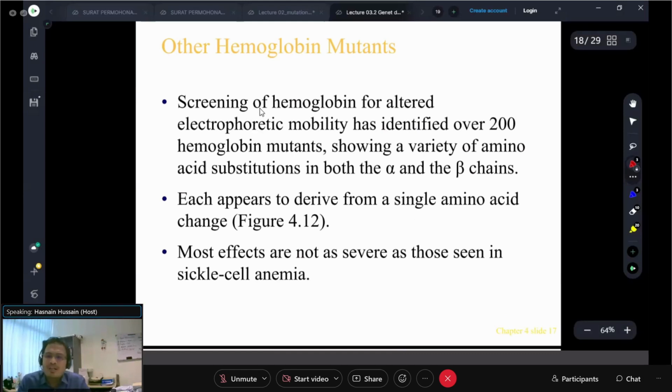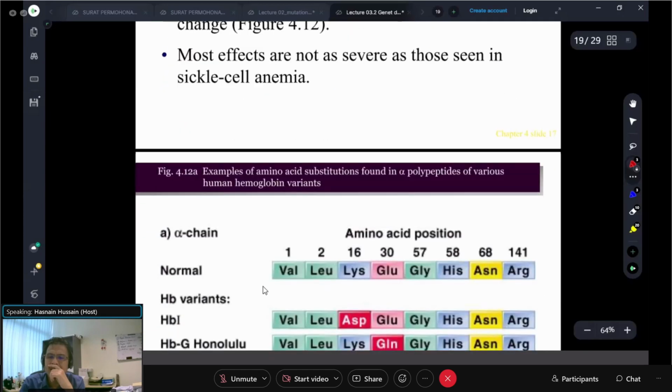Okay, so screening of hemoglobin for altered electrophoretic mobility has identified over 200 hemoglobin mutants, showing a variety of amino acid substitutions in both the alpha and the beta chain. So each appears to derive from a single amino acid change, and most effects are not as severe as those seen in sickle cell anemia.